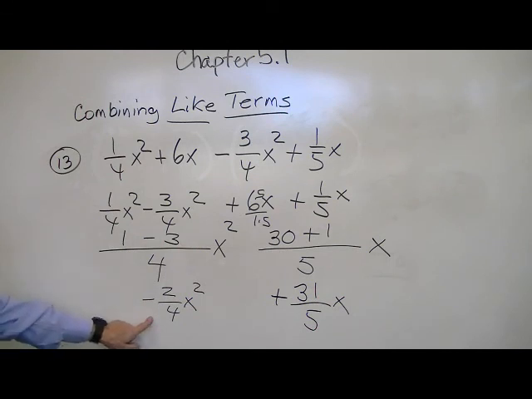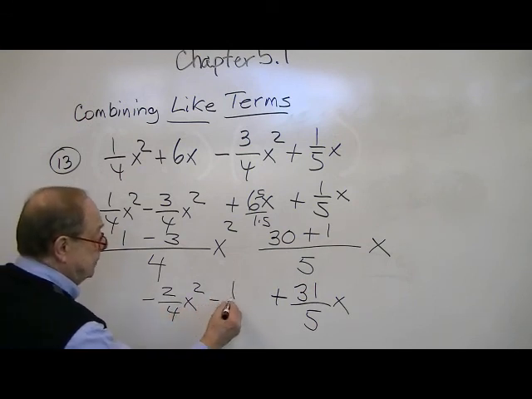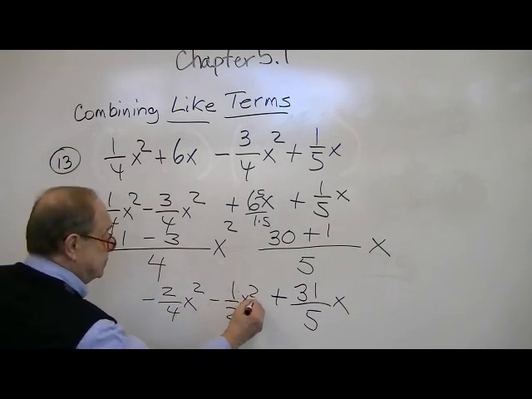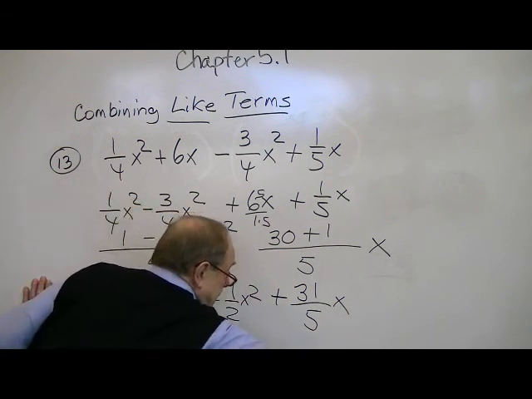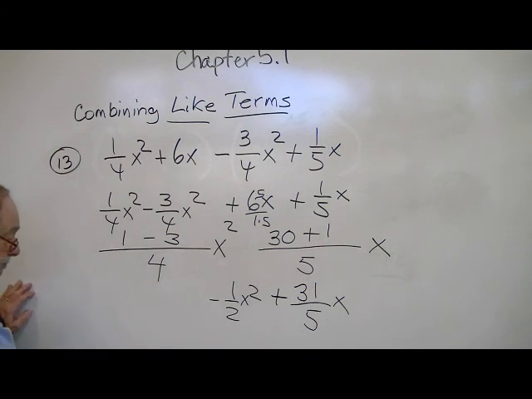And the only other thing we have to do is simplify this. This is going to become a negative 1/2 x squared. And then this will go away so we don't have it too confusing. And that's your answer. So a little more challenging because of the fractions, but you want to develop a technique for dealing with them.